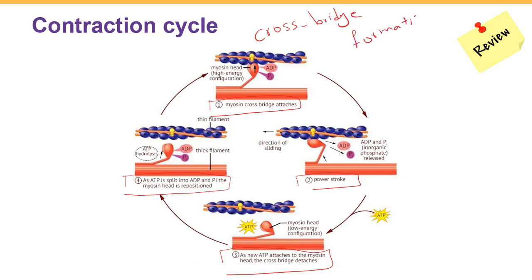When we have cross bridge formation, our myosin head is full of energy. What's going to happen next? With this energy, it says, hey, I can move you to the center of the sarcomere. The myosin head pivots toward the center of the sarcomere. This movement is called the power stroke. The power stroke is pulling the actin filament inward. During this movement, the ADP and phosphate group are released.